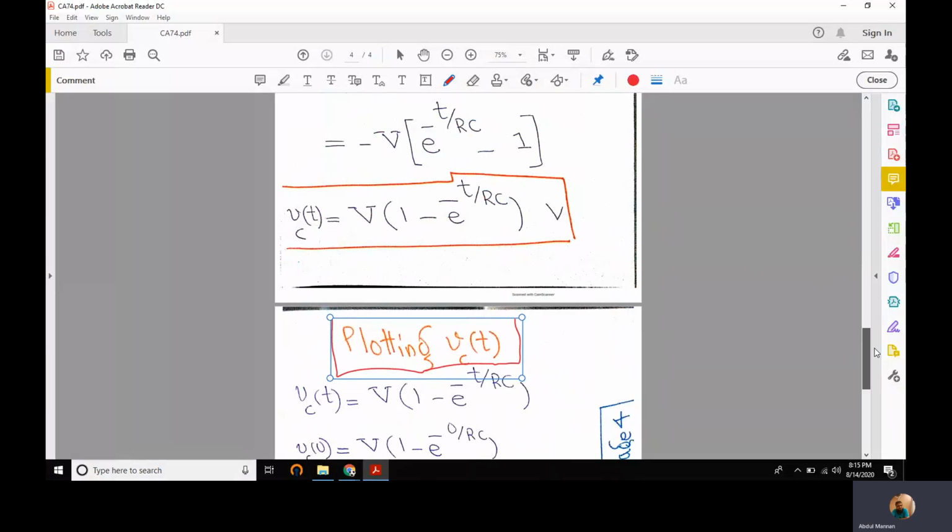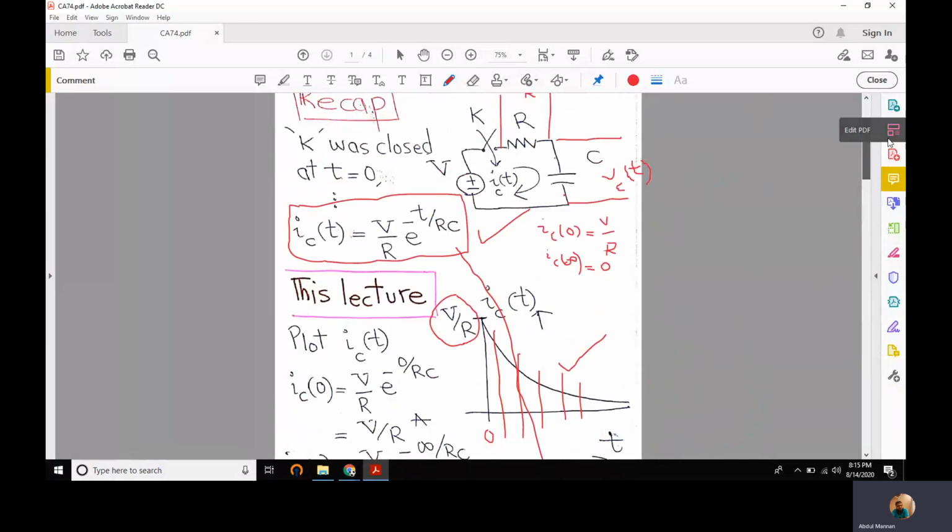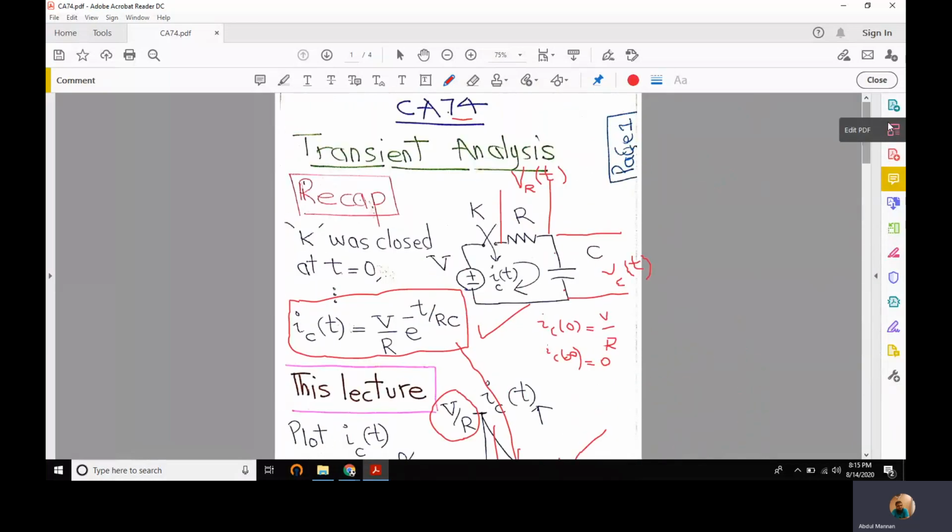This is all for this lecture. We have studied expressions for IC of t, V across R of t, and V across the capacitor as a function of time. We have also learned how to write the KVL equation for this transient circuit, and how to solve that differential equation to find the solution for the unknown variable. In our upcoming lectures, we'll solve more examples of transient analysis involving resistors, capacitors, and inductors.